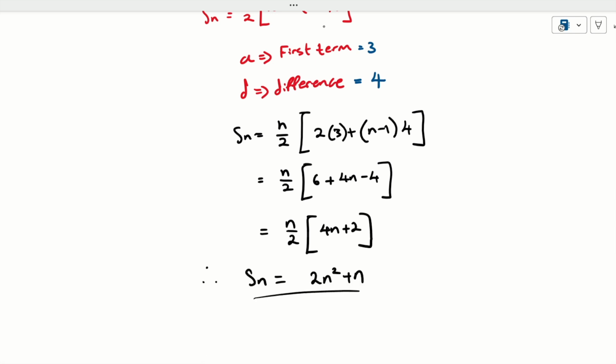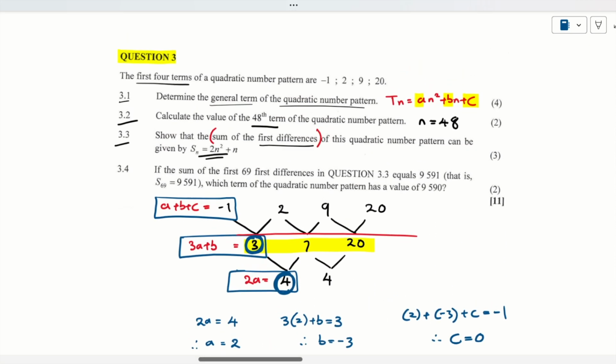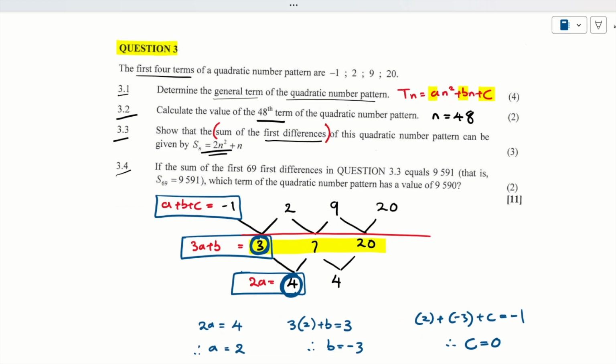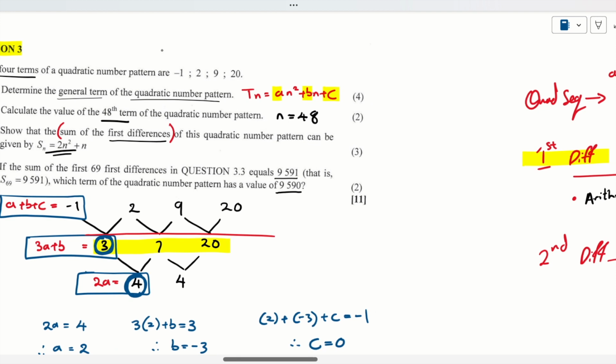Therefore, we've proved Sn. Now let us move on to the last part of the question, 3.4. If the sum of the first 69 first differences equals 9591, which term of the quadratic number pattern has a value of 9590? The easiest way to do this is to take Tn equals 9590, and this is one of the terms of the quadratic number pattern, so we've got to solve for n.